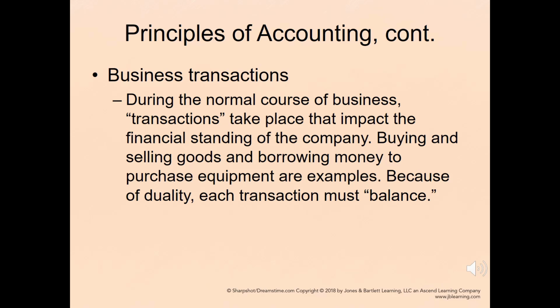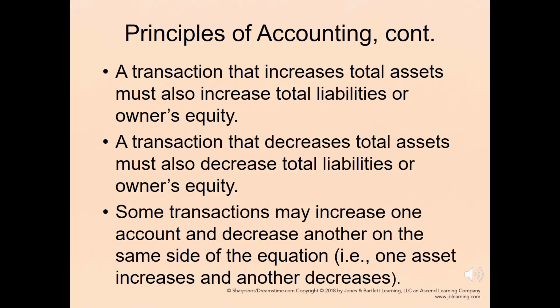Business transactions. During the normal course of business, transactions take place that impact the financial standing of the company. Buying and selling goods and borrowing money to purchase equipment are examples. Because of duality, each transaction must balance. A transaction that increases total assets must also increase total liabilities or owner's equity. A transaction that decreases total assets must also decrease total liabilities or owner's equity. And some transactions may increase one account and decrease another on the same side of the equation. For example, one asset increases and another decreases.